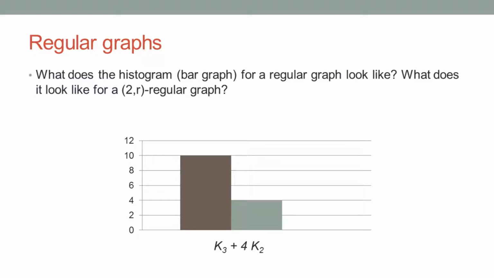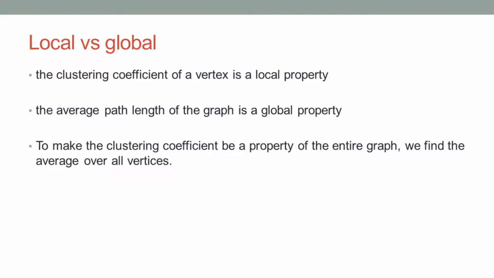If we look at the bar graph of what we studied last time, the regular graphs, what would it look like? Well, we would only have 2 bars. In some sense, you would say it's small world because a larger number of vertices have low degree, and then a collection of vertices have high degree. So we are talking now about small world graphs and the clustering coefficient and the average path length.